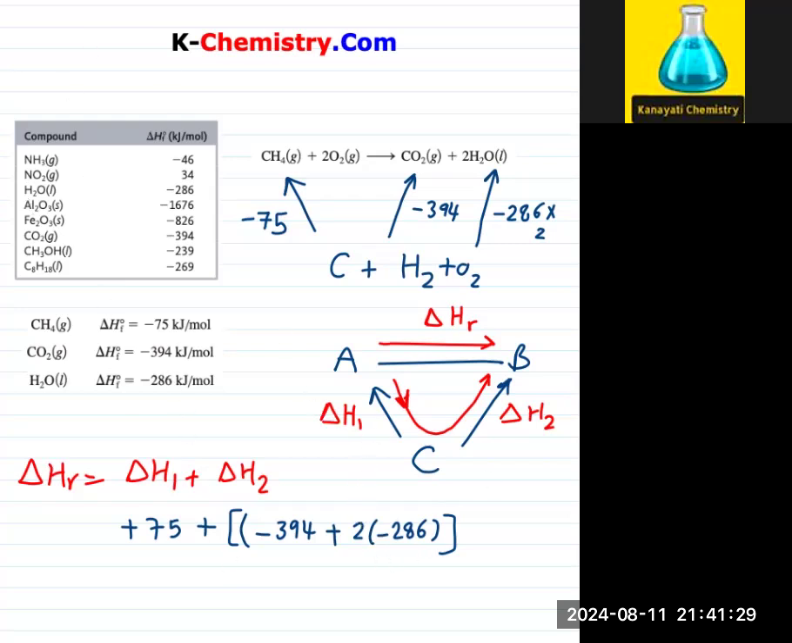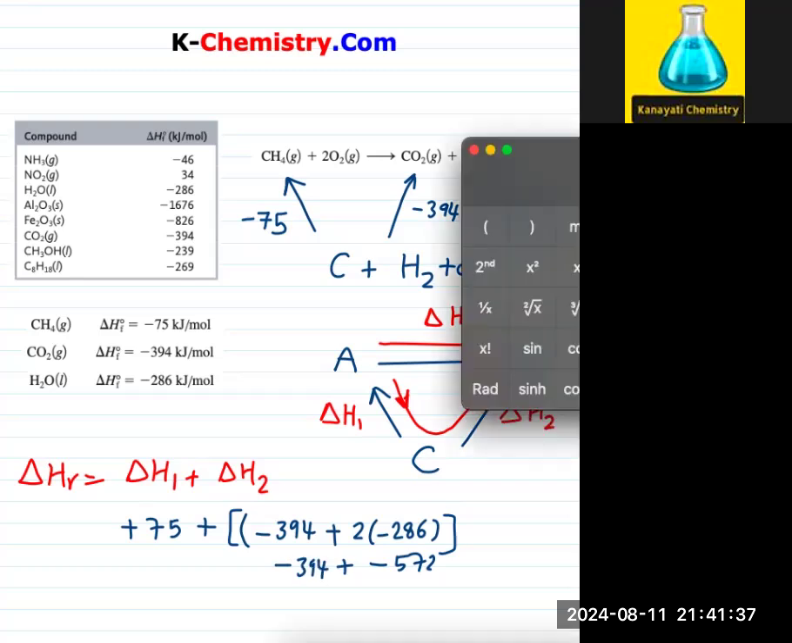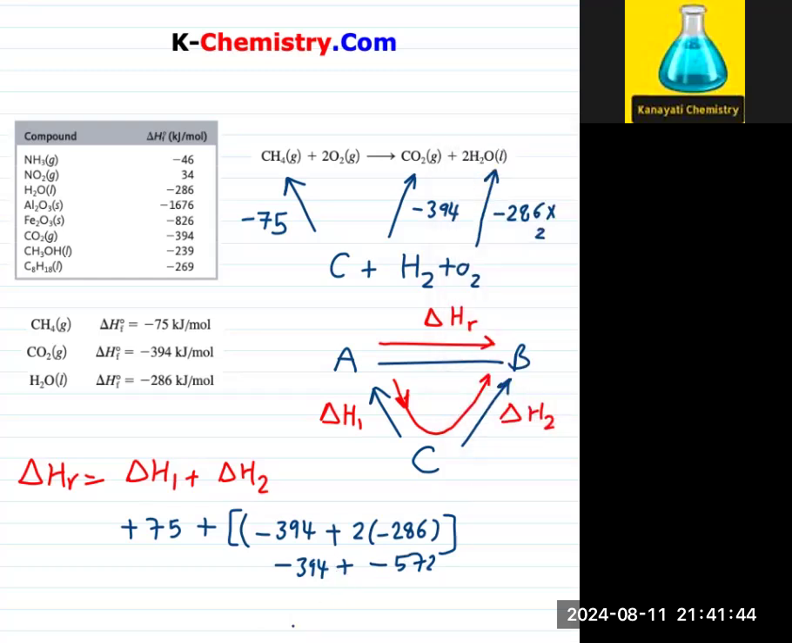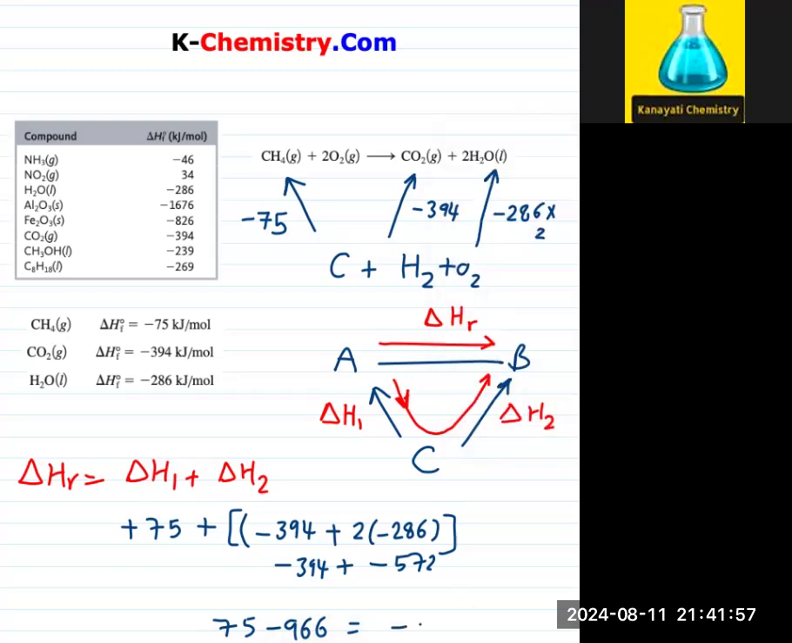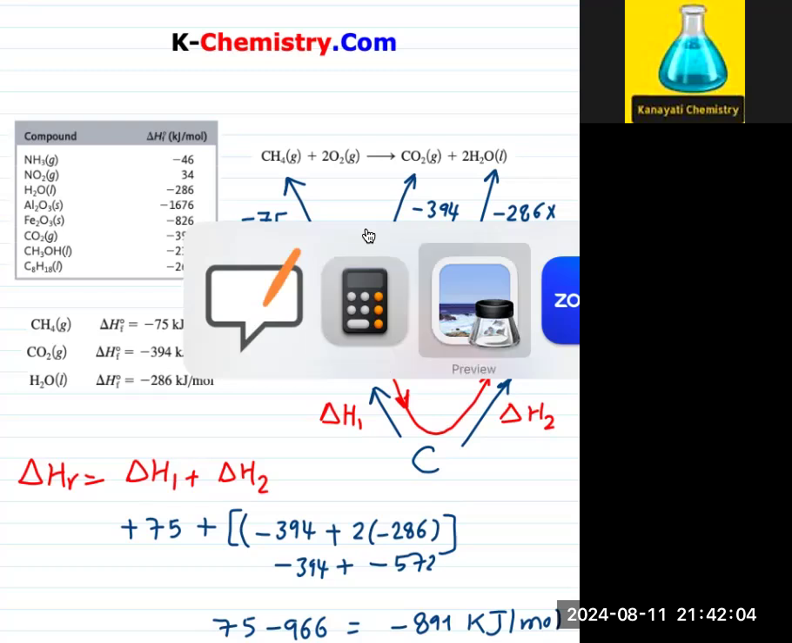So this is going to be negative 572, and this is added to negative 394, which is a negative also. So we will get negative 966. So that's equal to negative 966, which is added to the 75. So 75 plus negative 966, you will get the value of the reaction, which is negative 891 kilojoules for every mole of the methane which is combusted.